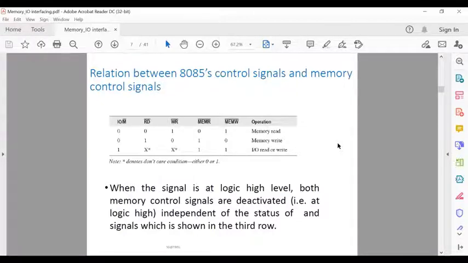So when this IO/M bar signal is high, both memory related control signals are deactivated, irrespective of the read and write operation, and that is in case of IO operation. So I would not discuss the third condition right now. So what we need to remember is that when IO/M bar is 0, read bar is 0, write bar is 1, the memory read signal is generated. At that time, the memory write signal is deactivated, which is called the memory read operation. In the same way, for the next variation 0 1 0, at that time the memory read signal gets deactivated, but the memory write signal is activated, and it's called the memory write operation.